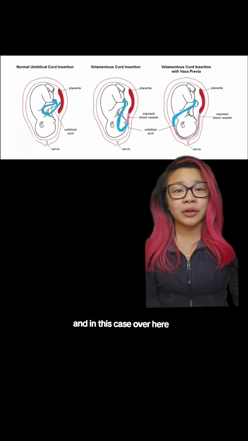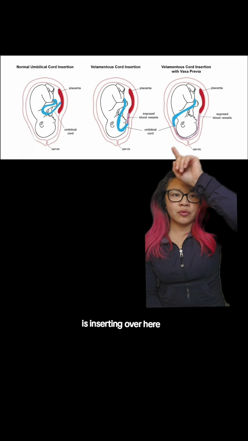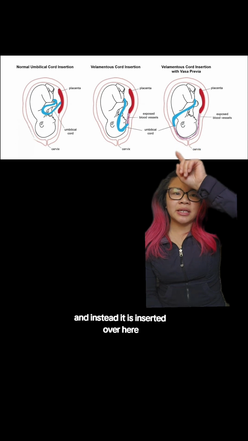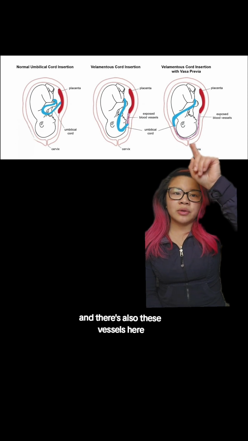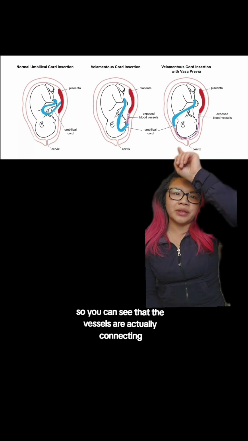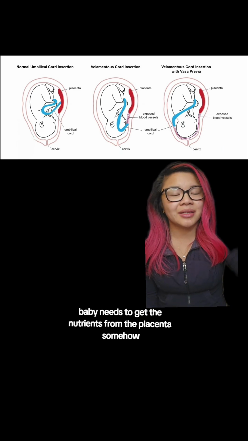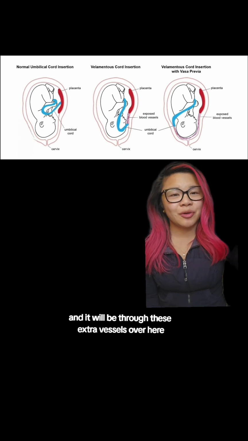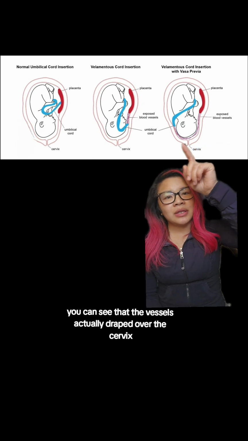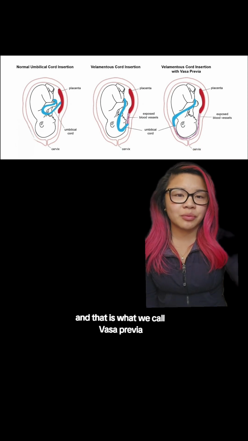And in this case over here, this is a velamentous cord insertion, where the blue part, which is the cord, is inserting over here, which is not by where the placenta is, which is the red thing. And there are also these vessels here. You can see that the vessels are actually connecting this cord insertion over to mom's placenta, because obviously baby needs to get the nutrients from the placenta somehow, and it will be through these extra vessels over here. But in this case, you can see that the vessels are actually draped over the cervix, which is right here. And that is what we call vasa previa.